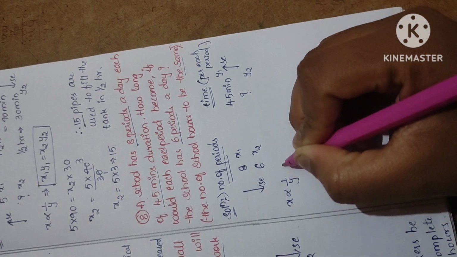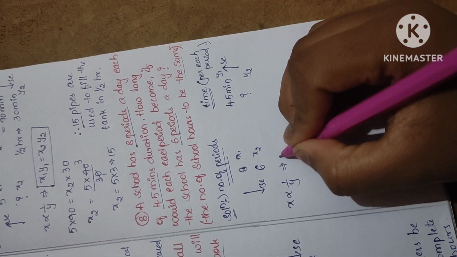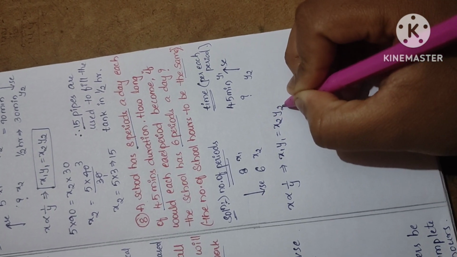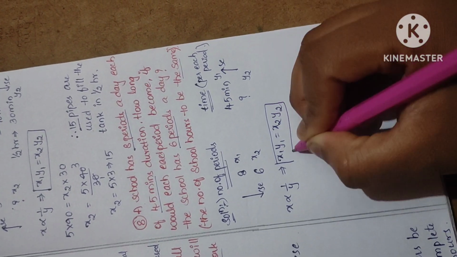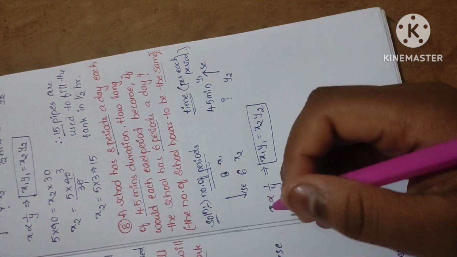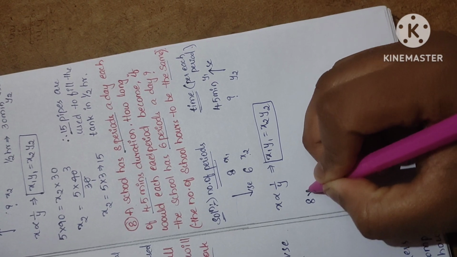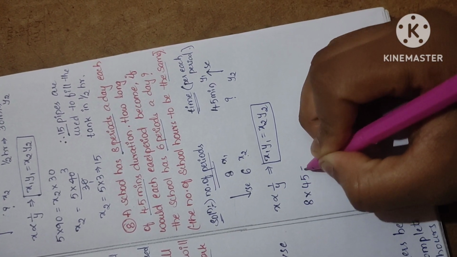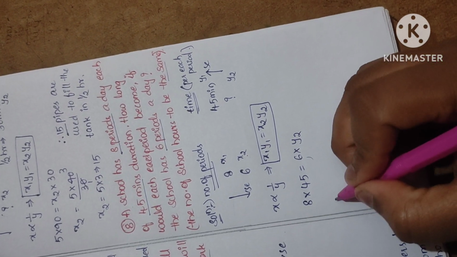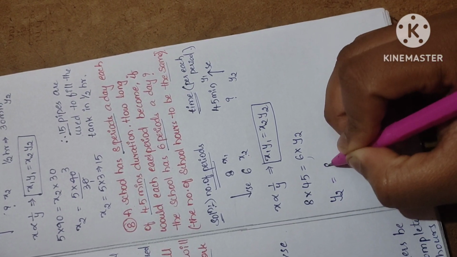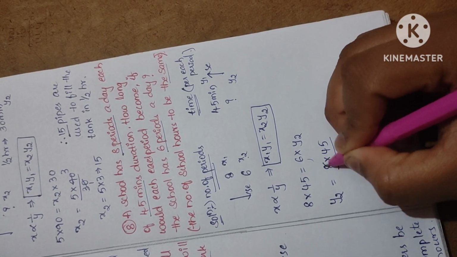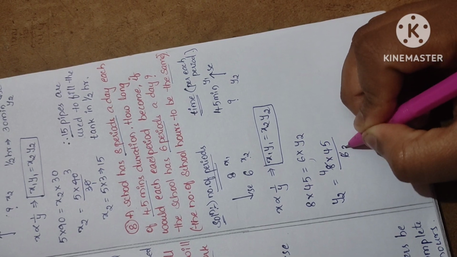So what we can mention? x is inversely proportional to y. What is the formula for inverse proportion? x1 y1 equal to x2 y2. So here let's take number of periods as x terms, time as y terms. So let's substitute the values of x1, x2 and y1 to get the value of y2. So now substitute. x1 is 8 into y1 is 45 equal to x2 is 6 into y2 we have to find out. To get the y2, this into 6 will go to left side, will become divided by 6. y2 equal to 8 into 45 by 6.